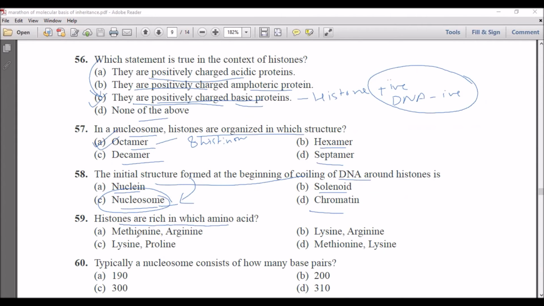Histones are rich in which amino acid? Methionine, arginine, lysine, proline. We know that these histones are rich in 2 amino acids, that is lysine and arginine, and this gives the basic structure to histone proteins. Typically, a nucleosome consists of how many base pairs? 190, 200, 300, and 310. We know that nucleosome consists of 200 base pairs.